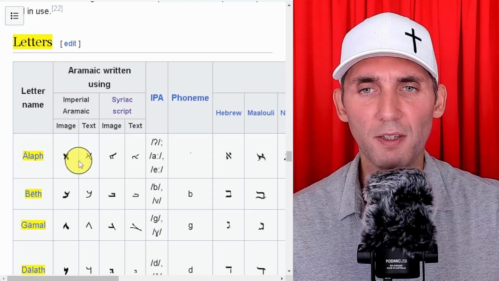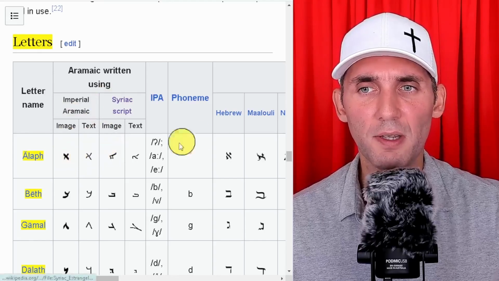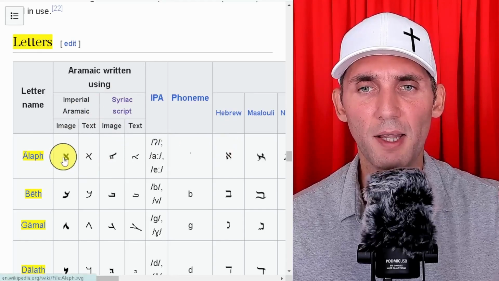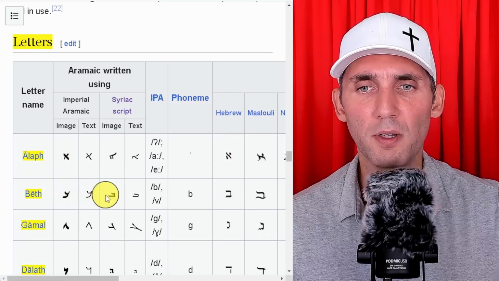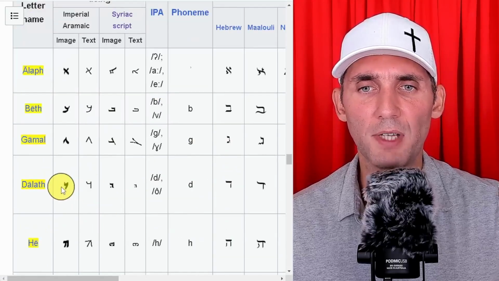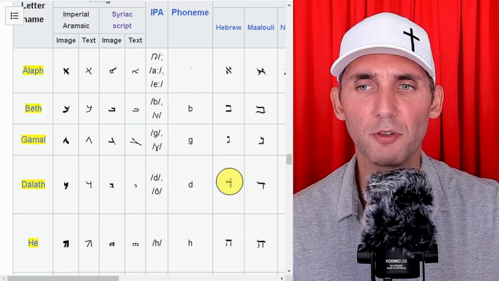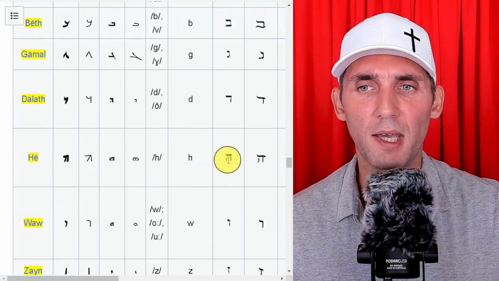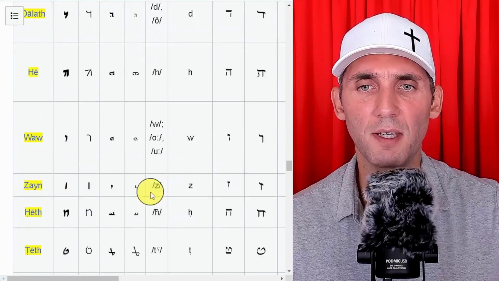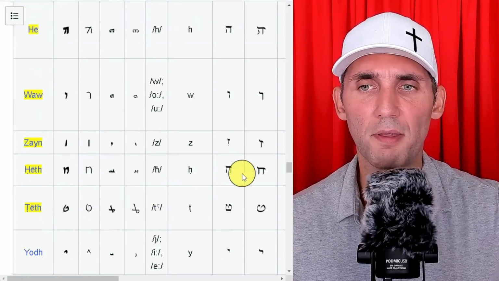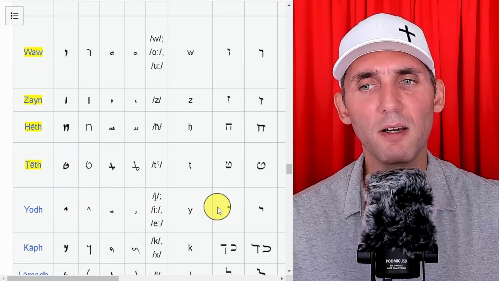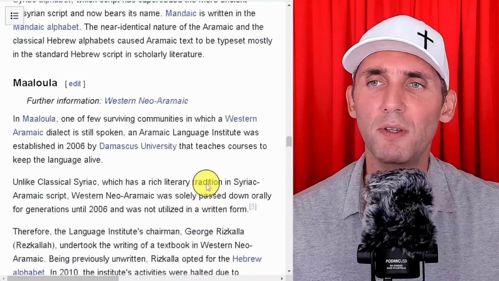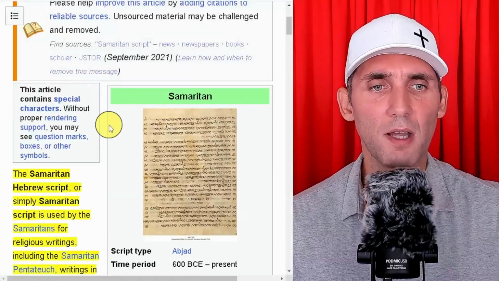Here's Imperial Aramaic in these first two columns, Syriac script, and then there's Hebrew. Look, Aleph, Aleph, Bet, Bet. This is very similar. All they did is they took the squiggle and they kind of made it sideways. Gamal, they turned it sideways. Dalath, they just made the top part a little more straight. He is the same. Vav, the same. Zain's the same. Heth, Teth, same. So basically this is just Aramaic, folks. It's Aramaic with a twist, and that twist is very interesting, because there's a lot to discuss in that.